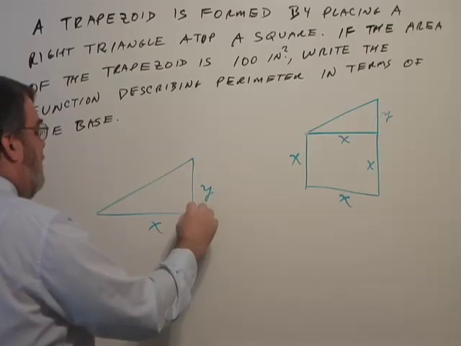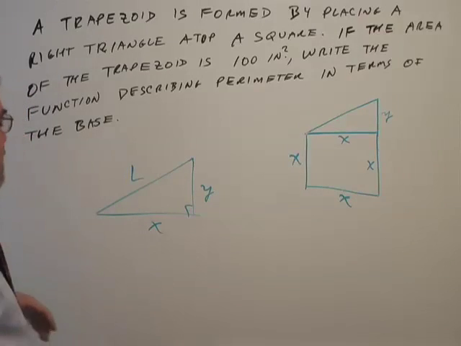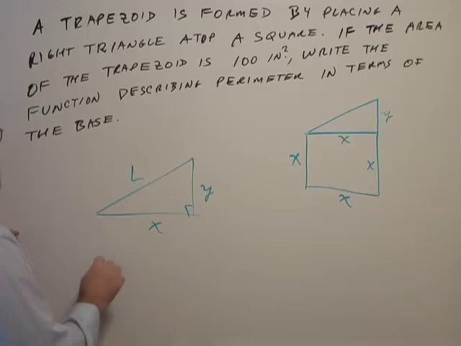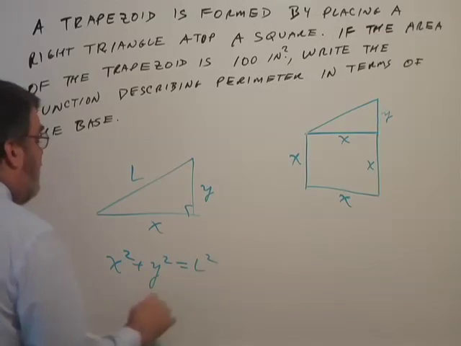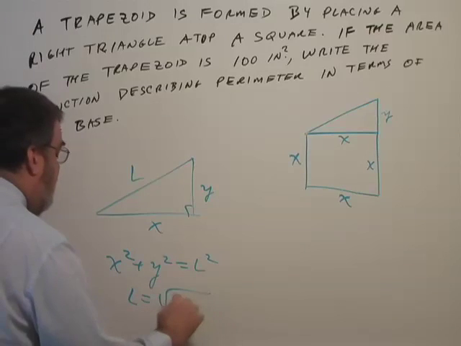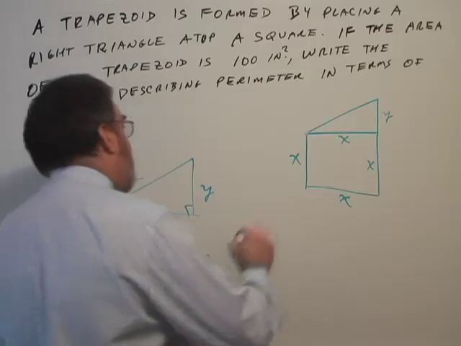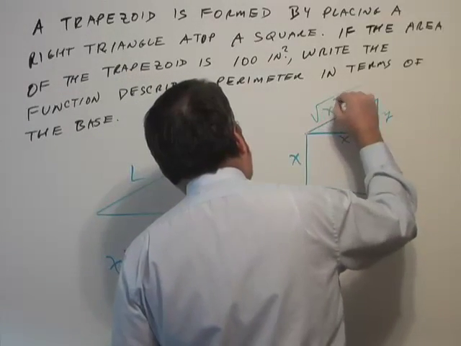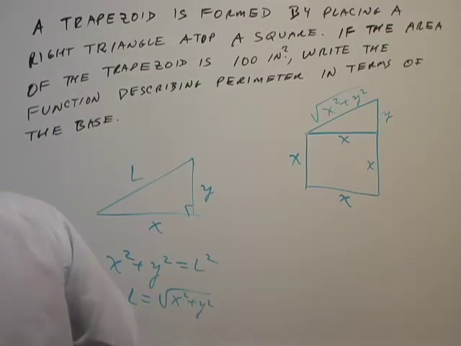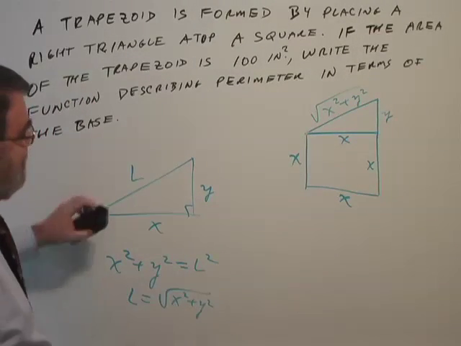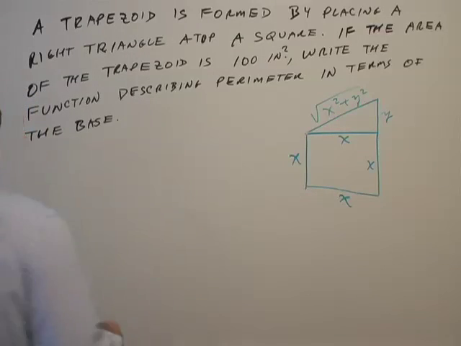And just to recap that, review it for you. Suppose this is L for length. The Pythagorean theorem says, as a right triangle, we have x squared plus y squared equals L squared. So that means the length would be the square root of x squared plus y squared. Alright, so I'm going to write square root of x squared plus y squared there, and then erase this stuff. So we can go ahead and describe the perimeter, and we should.